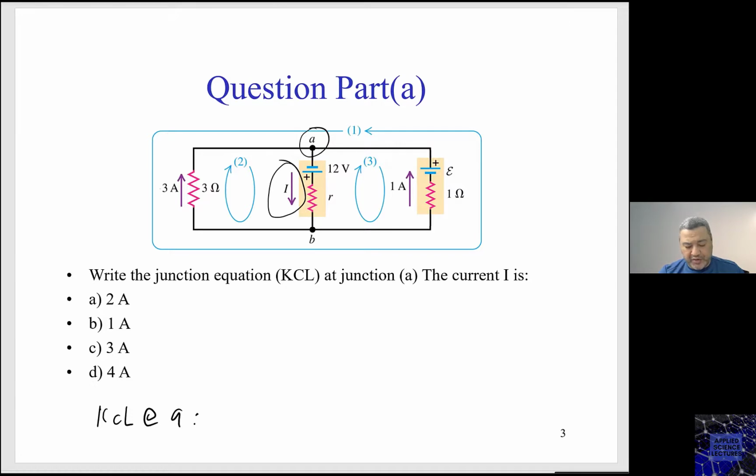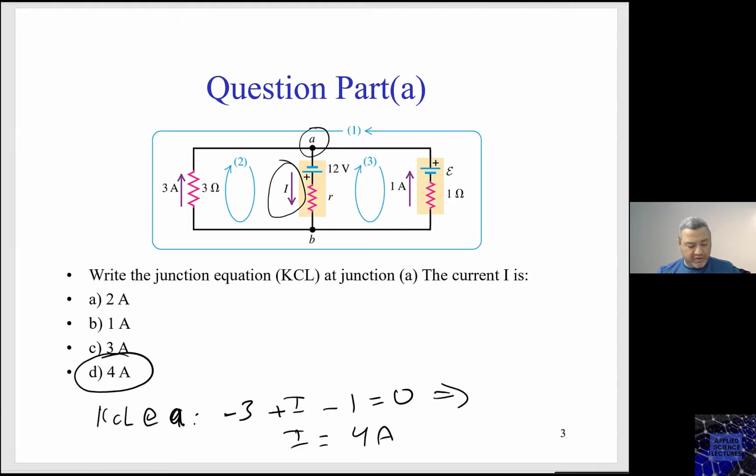if we take the convention of currents entering being written as negative, leaving as positive, then I have the 3 here as minus, I as positive, and I have 1 as minus, and this equals 0. You can see that I have 3 branches here that are connected with A, so I'm expecting 3 currents. Then I can find I to be 4 ampere. Then the answer to this question is D.